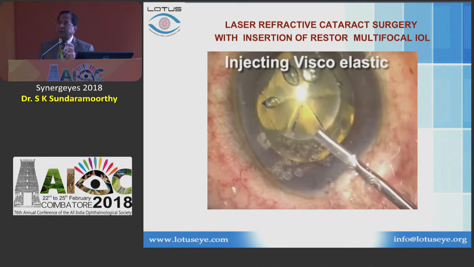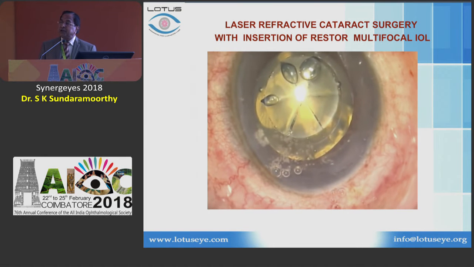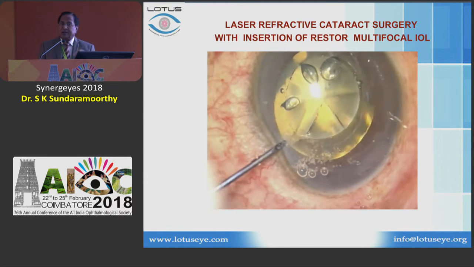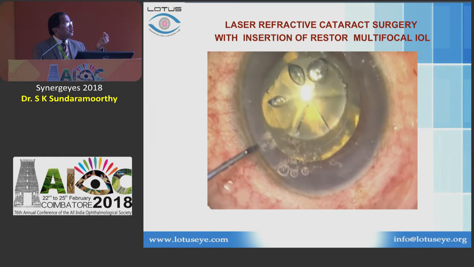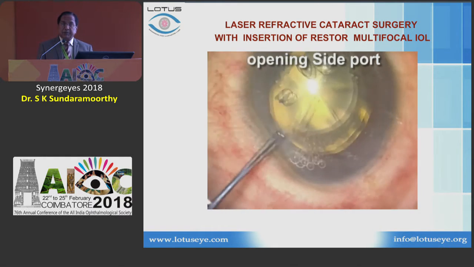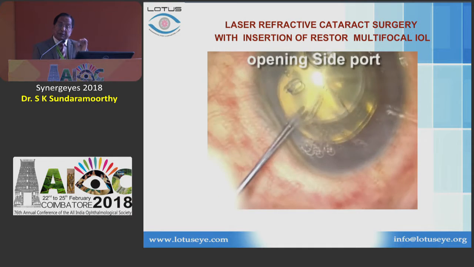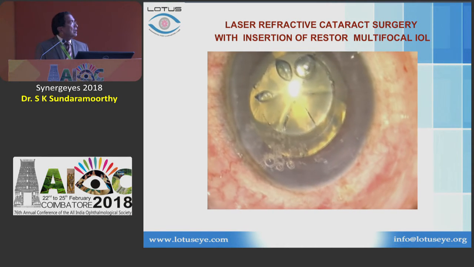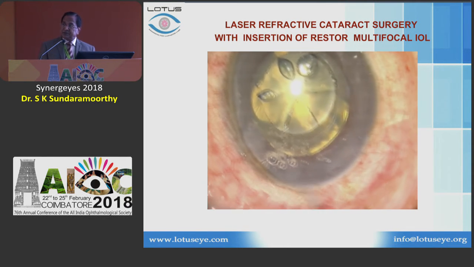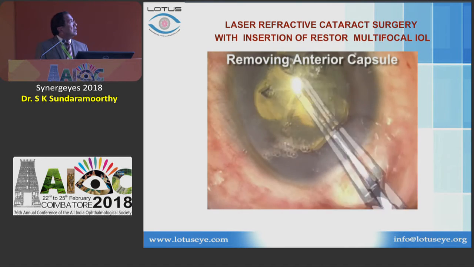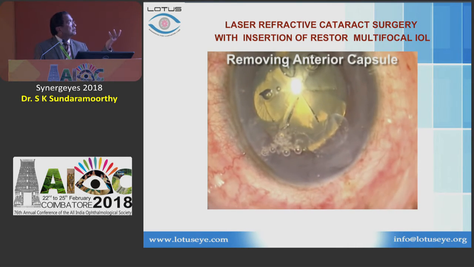For the capsulotomy, I get around 75 to 80% free-floating. Maybe only 1 or 2% I have some tags to remove. But in 90% of the patients, the capsulotomy is completely cut, and 80% is free floating. And if it's well centered, all the time you get the same size. And you can see that the capsule is very easily removed.